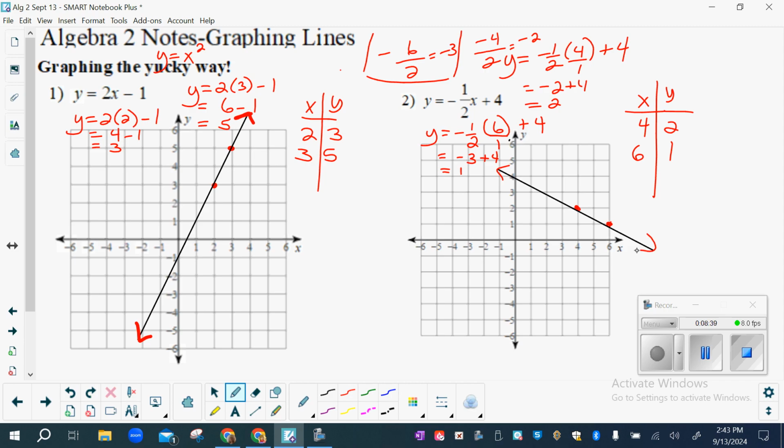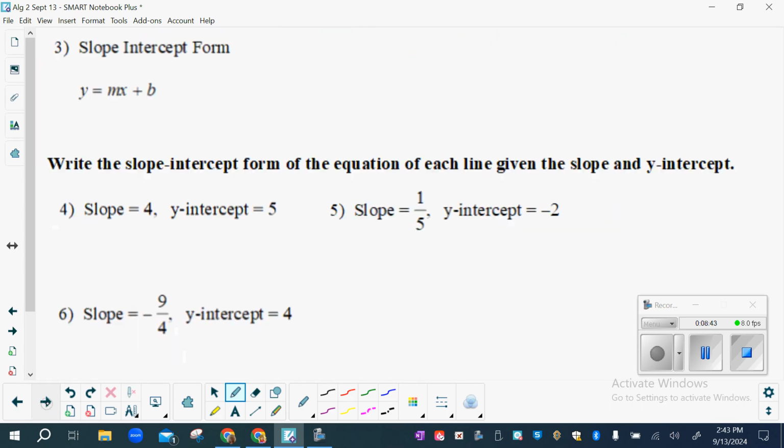Okay, so again, that was the empty way. So we're going to talk about some faster ways to do it. Okay, so this is slope-intercept form. You remember that? Yeah.